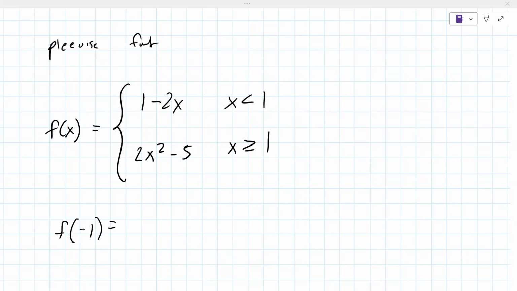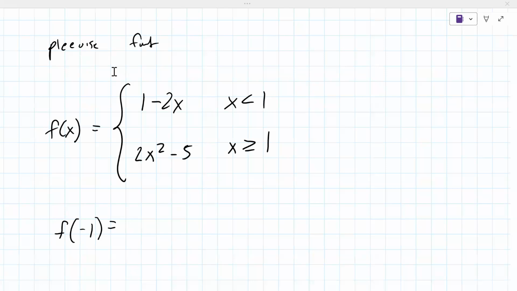Would I plug in the -1 for x? Well, there's this x, this x, this x, right? We've got to be a little bit more specific here. Which piece are you going to use? The top one. Why the top one? That's the critical question. Because it's the first one.